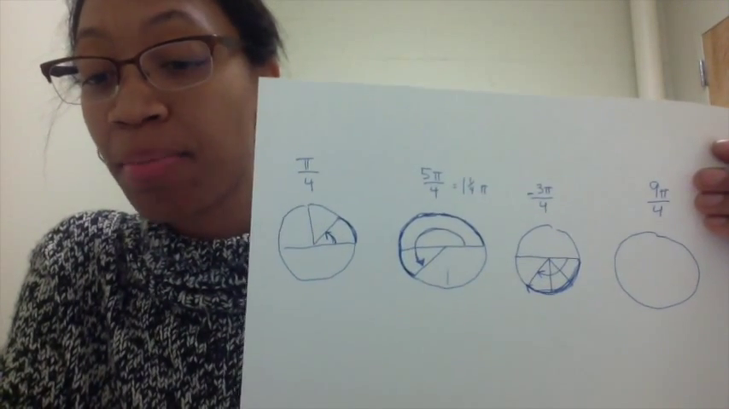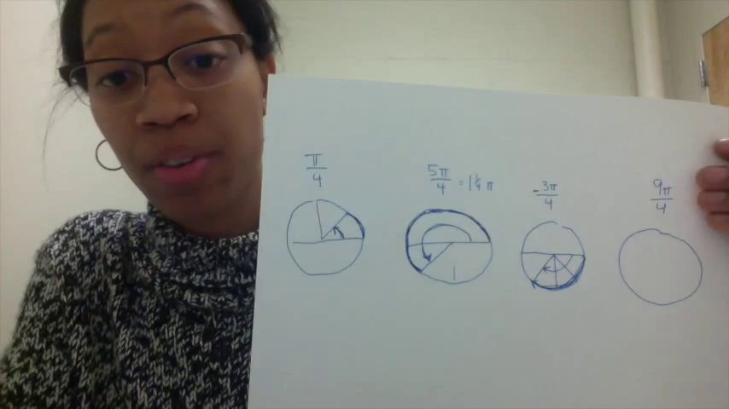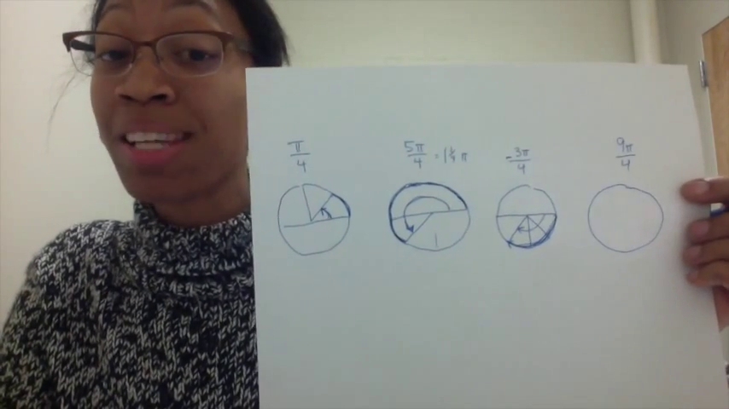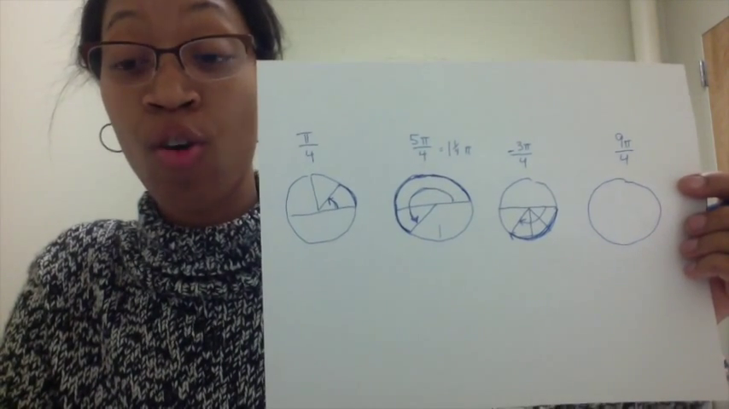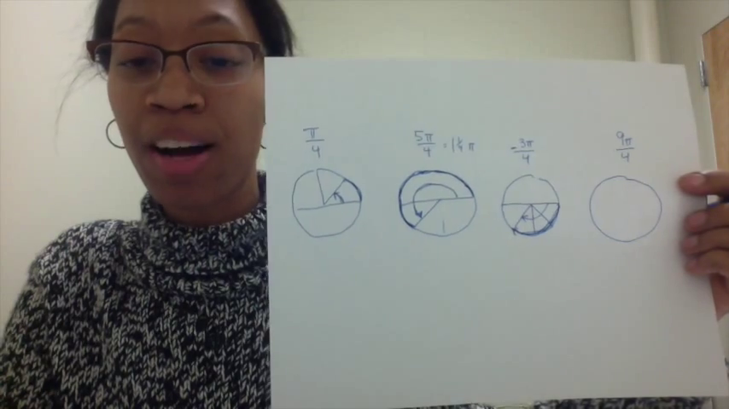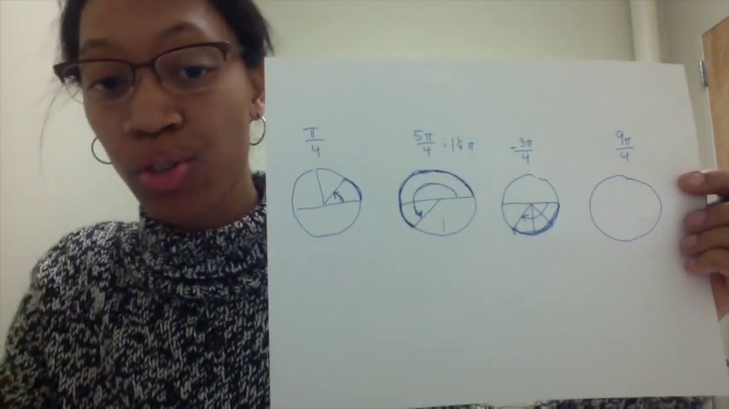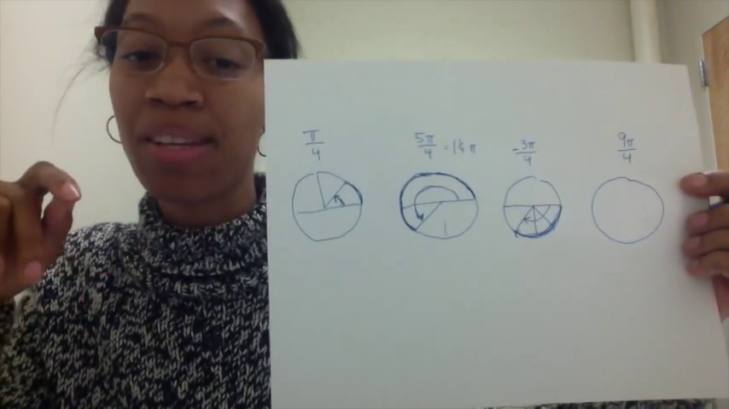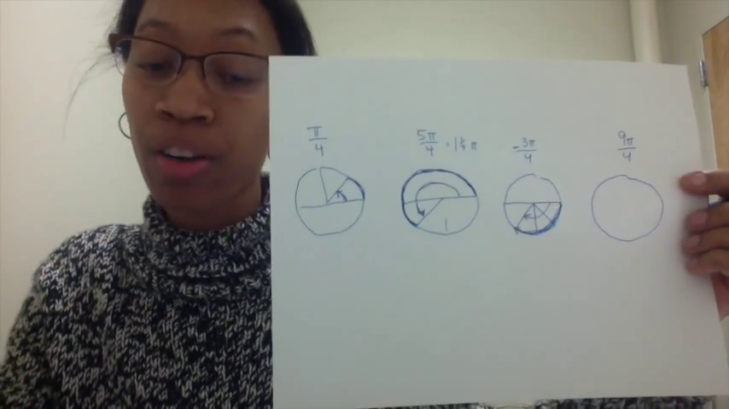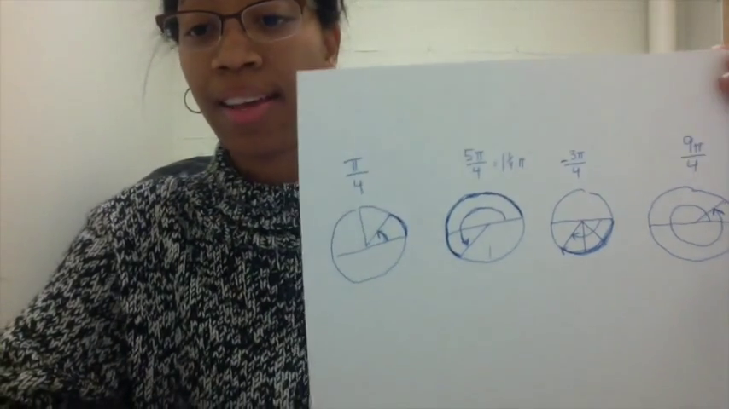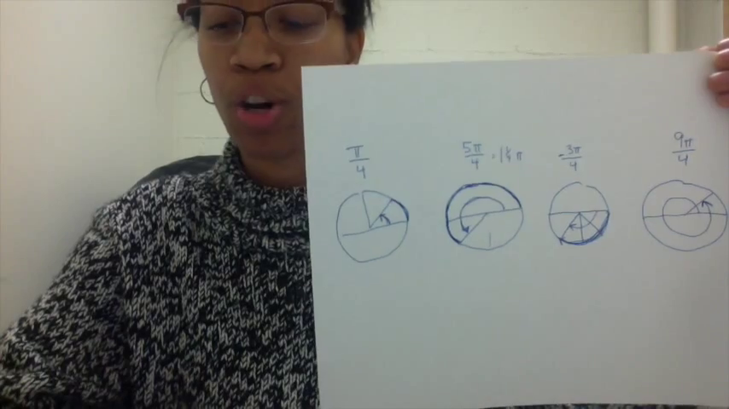And now we have 9 pi over 4. Okay, well, I know that if it was 8 pi over 4, it would be 2 pi. So 8 would be a full circle all the way around. 9 means that we're going 1/4 more. Okay, so here's 9 pi over 4.